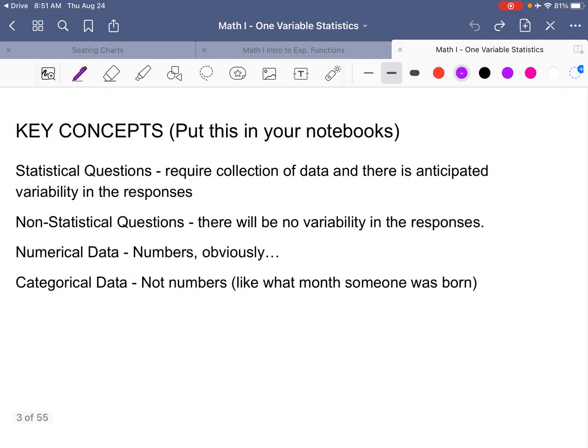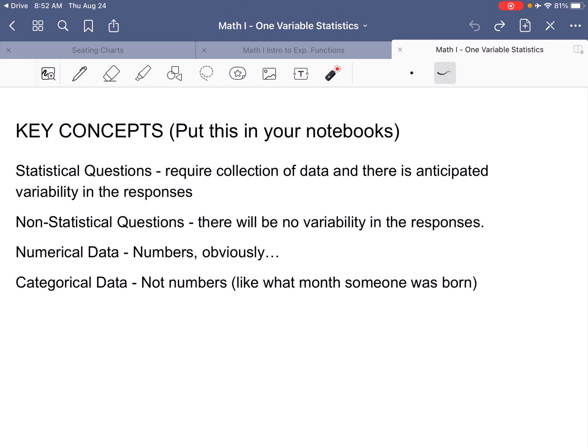Anyway, a couple of key things from the lesson that we talked about in class that we need to know in order for us to do well on this cool down and on the upcoming end of unit assessment. So first of all, statistical questions versus non-statistical questions. There's just different types of questions we can ask.